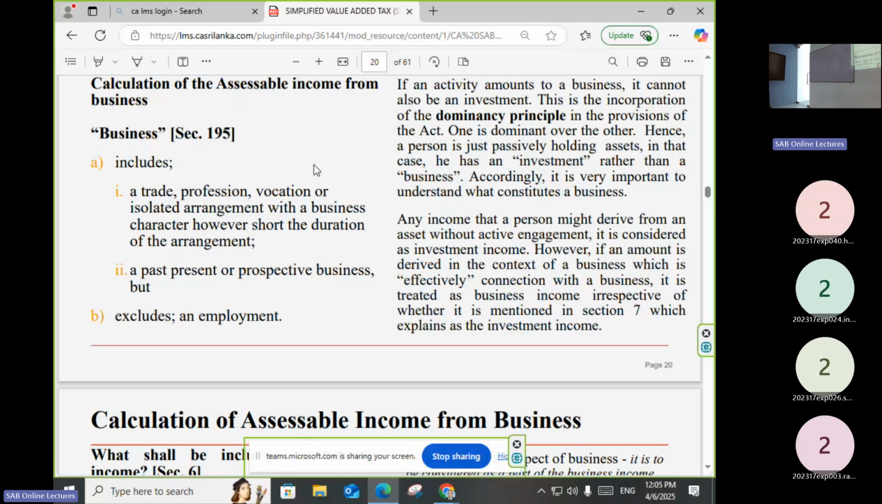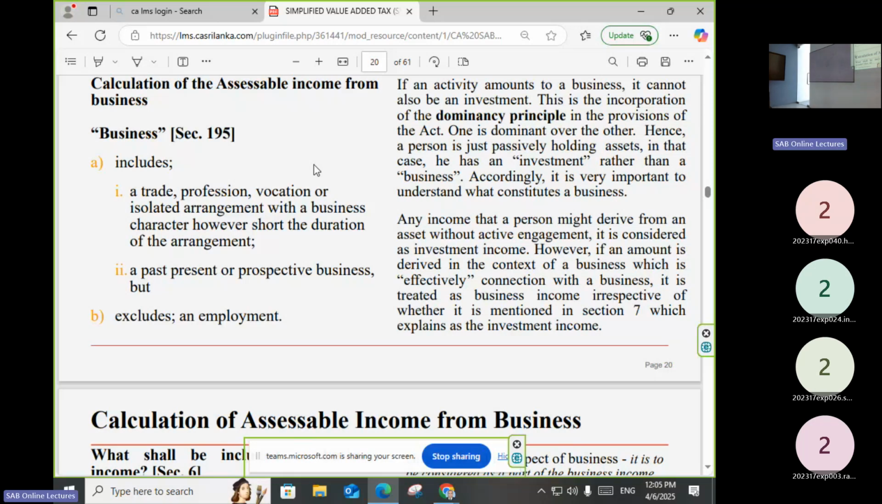Hence, a person passively holding assets is the case of investment. That means passive income. They are not putting much effort into holding the assets and earning income, so it is coming under investment rather than business. Accordingly, it is very important to understand the constituents of business. Any income that a person might derive from an asset without active management or engagement is considered investment income. However, if an amount is derived in the context of the business and is effectively connected with the business, it is treated as business income.